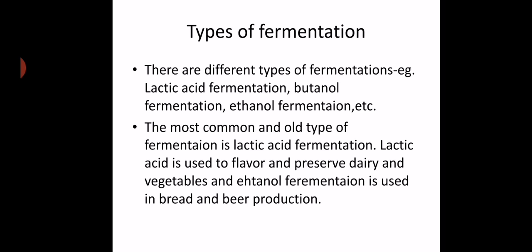Lactobacillus species, Bifidobacterium species, Leuconostoc species, these are some bacterial species which can be used for the fermentation reaction to produce our interested fermented product. It may be lactic acid, butanol, ethanol, organic acid, or pharmaceutical products. Here I have taken the example of lactic acid. Lactic acid is produced from pyruvic acid by a reduction reaction. What is a reduction reaction? Addition of hydrogen.